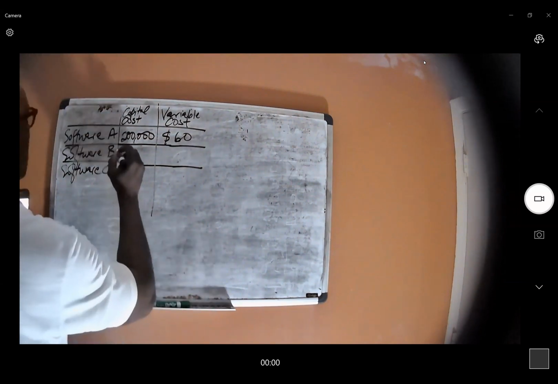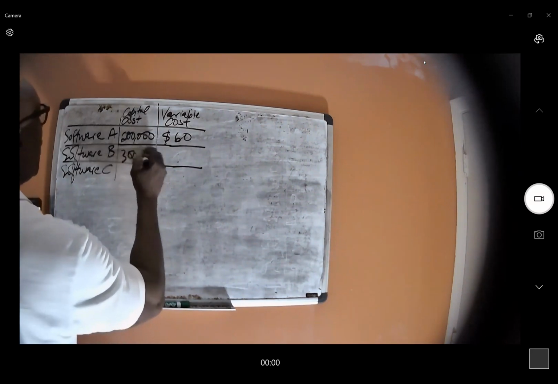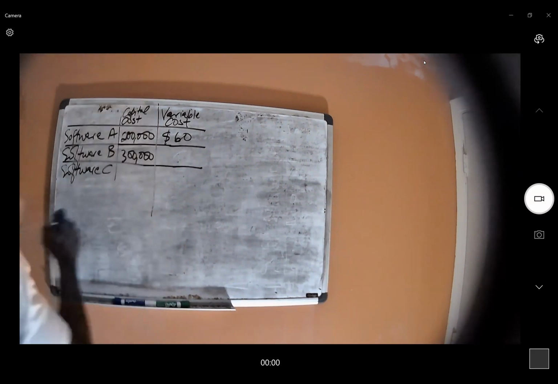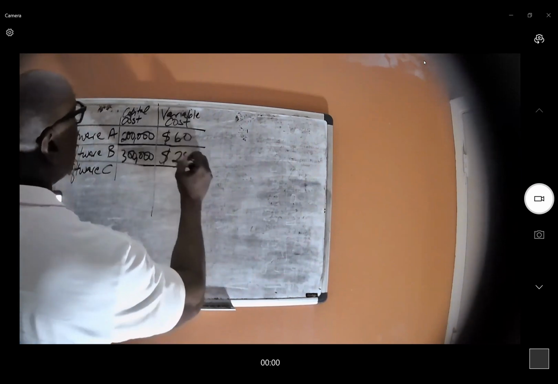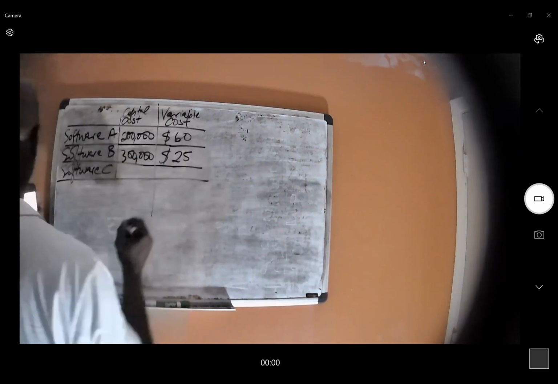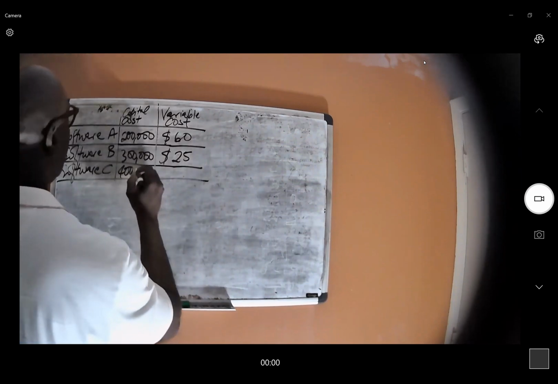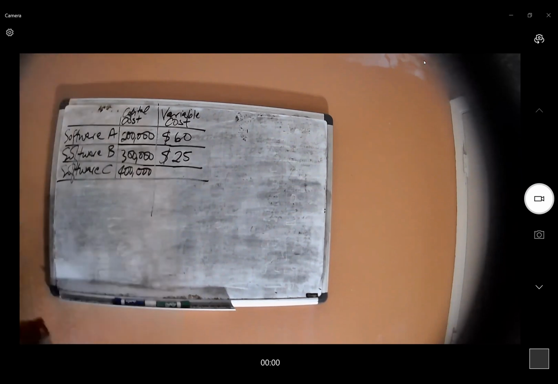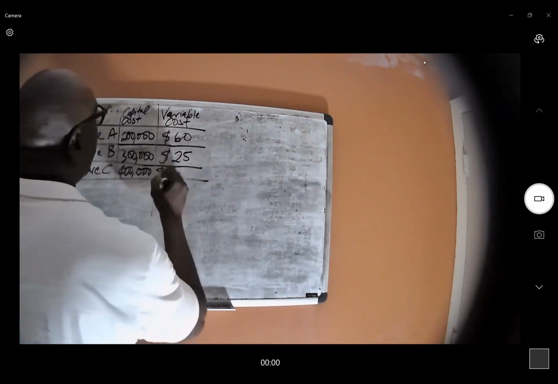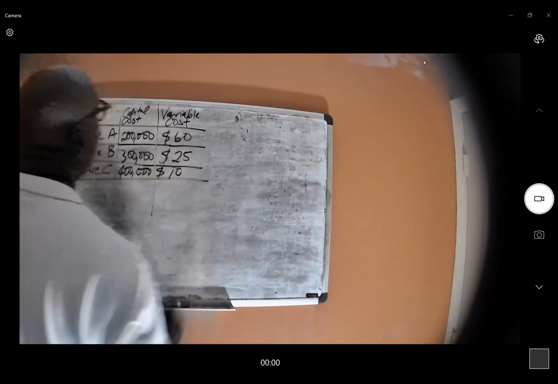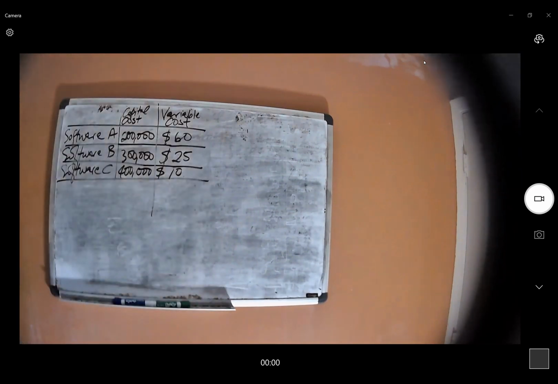And for this one, the capital cost is $300,000, and the variable cost $25. And for software C, their capital cost, or fixed cost, anyone you want to call it, fixed cost is $400,000, and variable cost is just $10. So you need to know what is your crossover point, at which point you would want to use software A, at which point you want to use software B, and at which point you want to use software C.